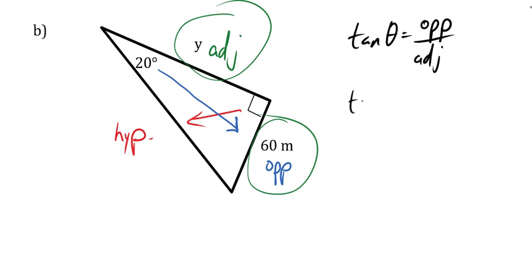I feel like there's probably somebody who's like, why are we using that one? I don't know why we're using it, but you're not asking why. Why are we using that one? Because we circled those two. We're looking for adjacent, and we know the opposite. Hypotenuse has nothing to do with it. Tangent's the only one that's got opposite and adjacent in it.